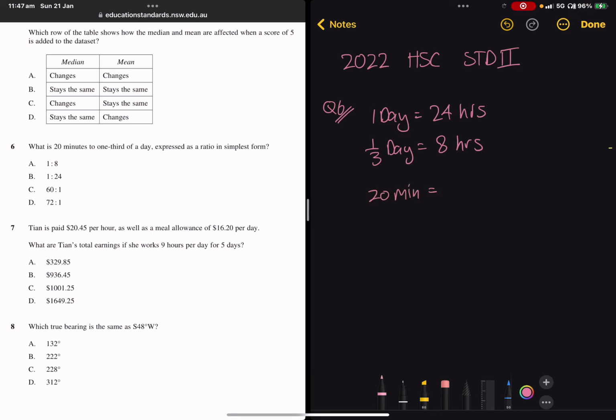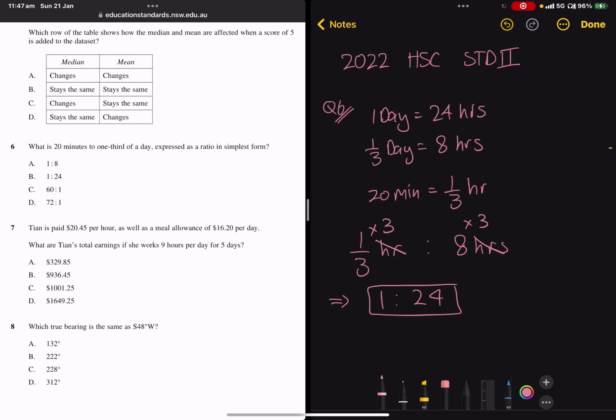Now, if we think of 20 minutes, this is 1/3 of an hour. And so the ratio will be 1/3 of an hour in ratio with 8 hours. The hour units will cancel here, by the way. They're actually irrelevant. The only things in the ratio that matter here are the numbers. Multiply both of these by 3, and this gives us 1 to 24. So 1 to 24 is the correct ratio, or 24 to 1 if it was asked the other way around. So 1 to 24 in this case is B. B is in fact the answer here.